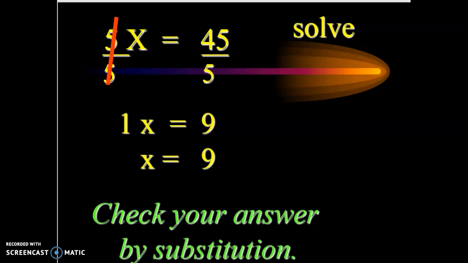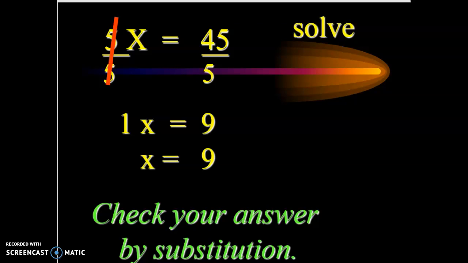Here we have 5x equals 45. To get rid of the times 5, I'm going to divide both sides by 5. Remember, what you do on the left of that equal sign, you must also do on the right. 5 divided by 5 is 1, so I have 1x, and 1 times anything is just itself, so 1 times x is x. And 45 divided by 5 gives me 9.